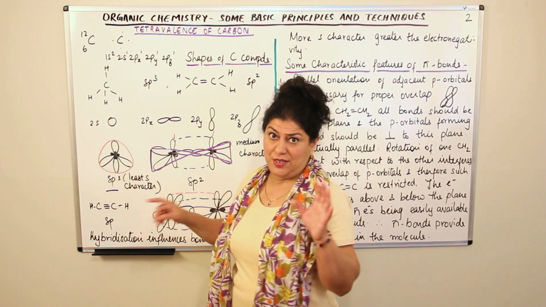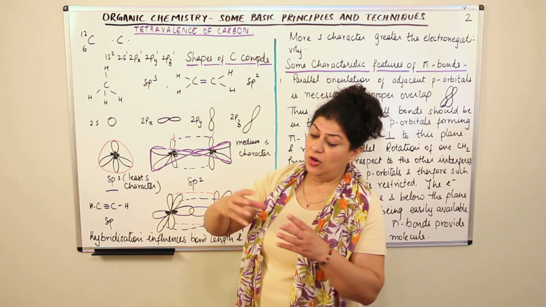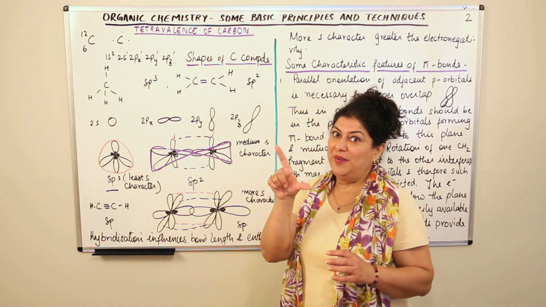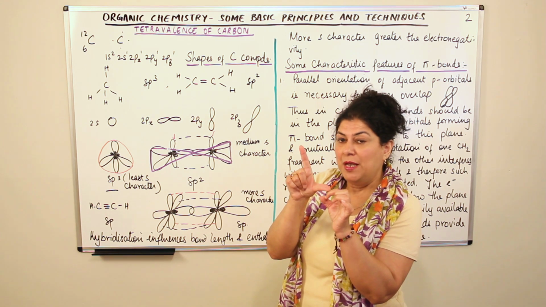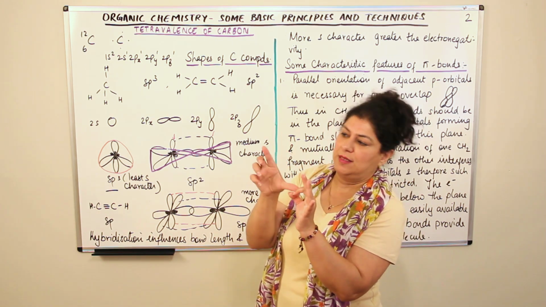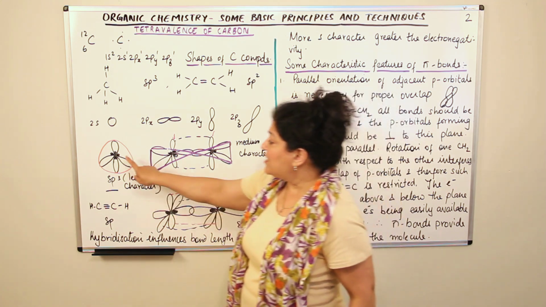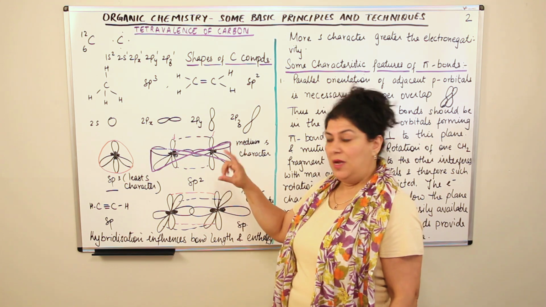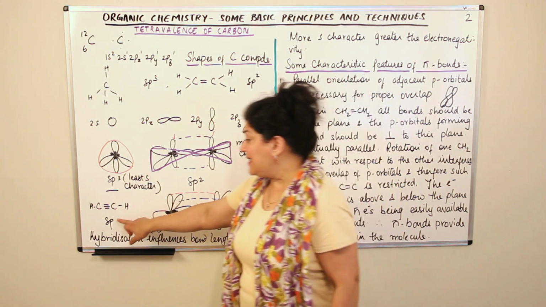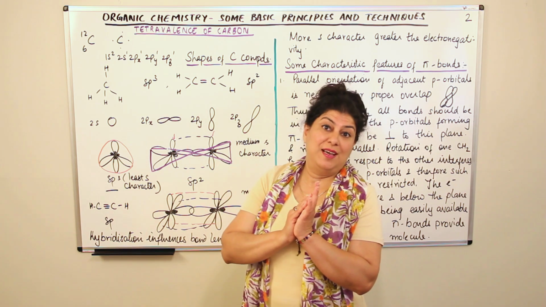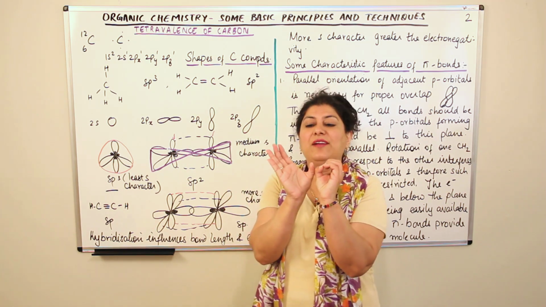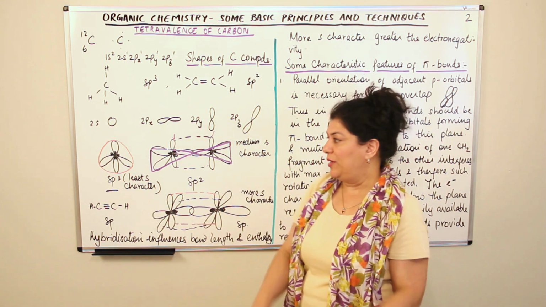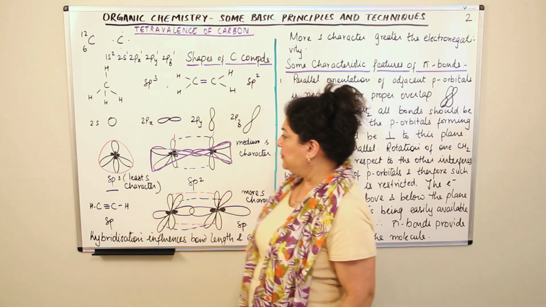It means the more the P character, the longer the orbital will be, because the P orbital is longer and the S orbital is smaller. So if the S character is less, it means the P character is more. So the sp3 hybrid orbital is the longest. The sp2 hybrid would be a little shorter because it has more S character, and sp will be the shortest because it has 50% S character and 50% P character. So on the whole, these two orbitals will be the smallest.